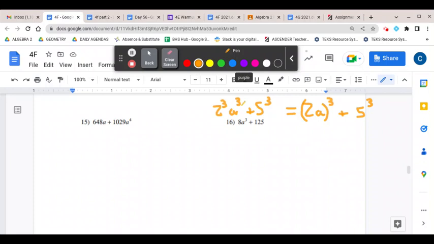All right, so what happens is since we have 2 cubed and a cubed, we could put the 2a in parentheses and just cube them both and be done with it. Now our a term is 2a and our b term is 5. And now we have the addition one, so we're going to have 2a plus 5 in the first one.